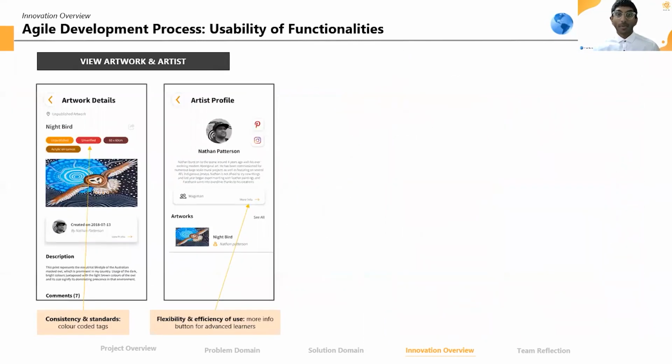Color-coded tags placed at the top of each artwork allow Sydney to visually distinguish key facts about an artwork at a glance. Additionally, the More Info button on each artwork allows more advanced learners to continue their learning journey, catering for different types of users.